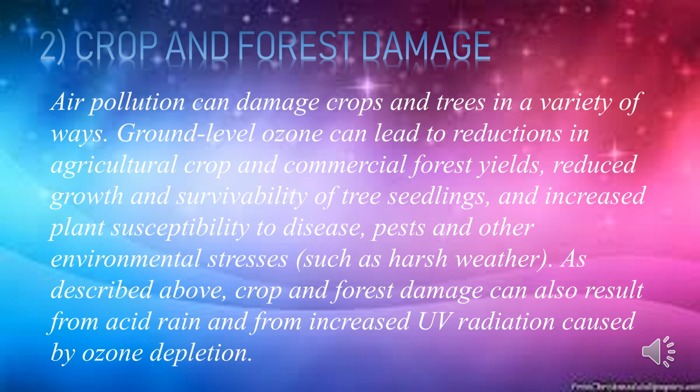Crop and forest damage. Air pollution can damage crops and trees in a variety of ways. Ground-level ozone can lead to reduction in agricultural crop and commercial forest yields, reduce growth and survivability of tree seedlings, and increase plant susceptibility to disease, pests, and other environmental stresses such as harsh weather. As described above, crop and forest damage can also result from acid rain and from increased UV radiation caused by ozone depletion.